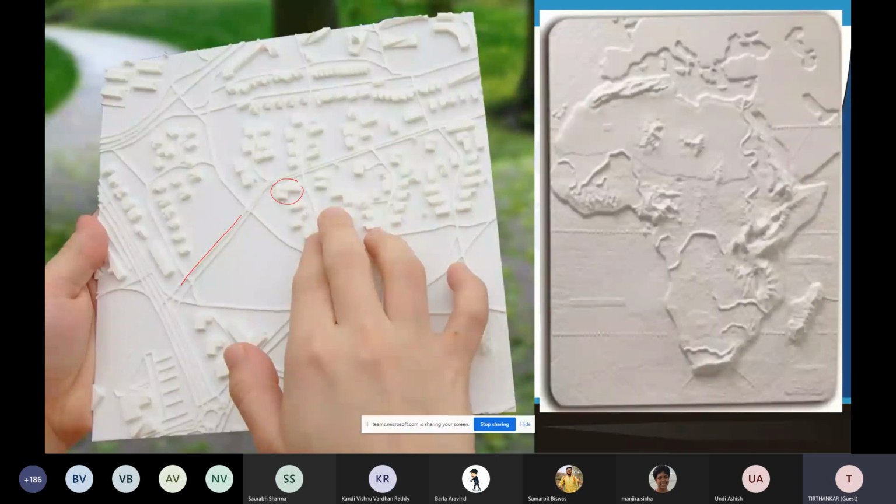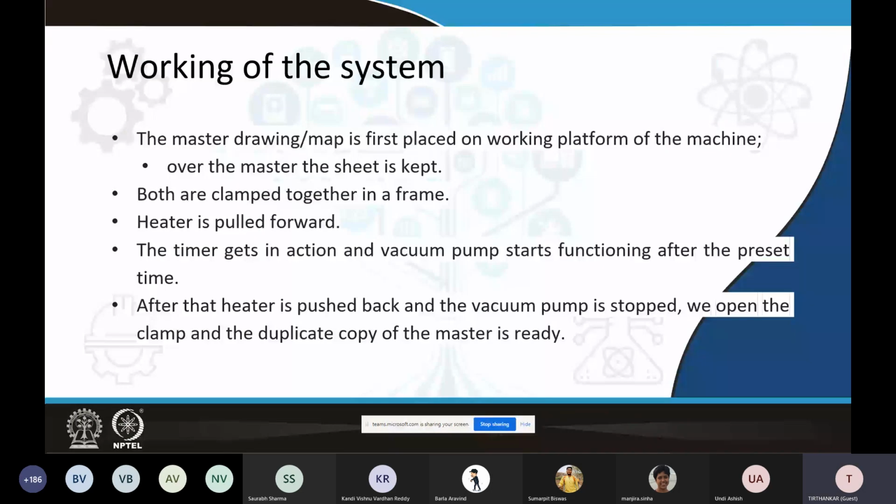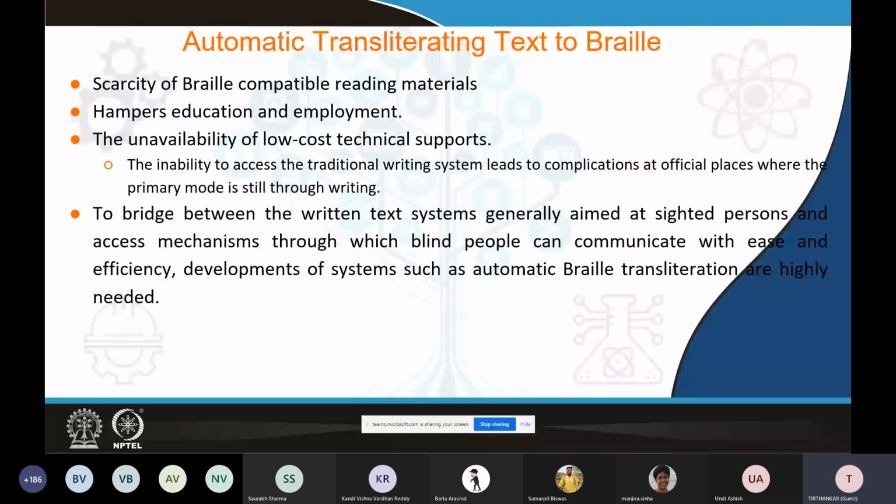So now we have a fairly good idea about how we can represent text in braille, and how we can utilize some of the algorithms to convert images to braille. Now, utilizing these kinds of techniques, we can create a technology which can automate the entire process. This is called the automatic transliteration of text to braille.